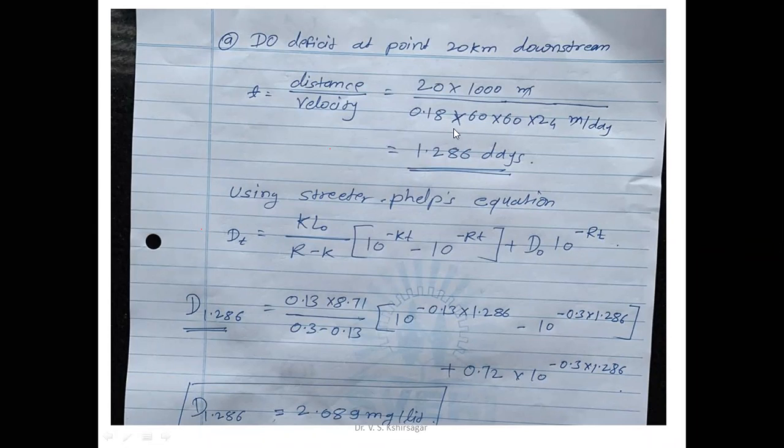So meter will remain as meter, and per second I have converted into per day by multiplying the factor 60 into 60 into 24. Am I right or wrong? If it is wrong, please suggest the correct answer. And I determine the time t is equal to 1.286 days. Please check the answer. Then I will explain the further term.